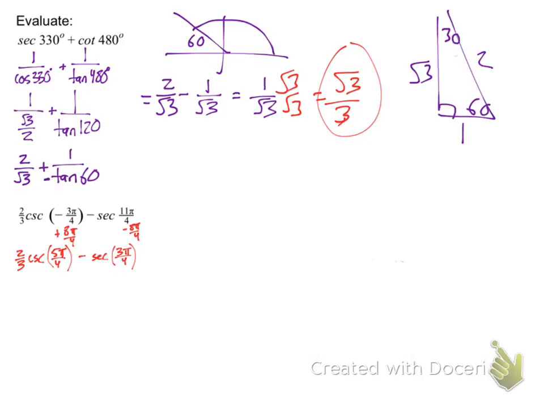Oh, I don't like that. So let's switch it out. Cosecant turns into what? 1 over sine of 5 pi over 4 minus, I don't want secant, I want 1 over, secant is 1 over cosine of 3 pi over 4.